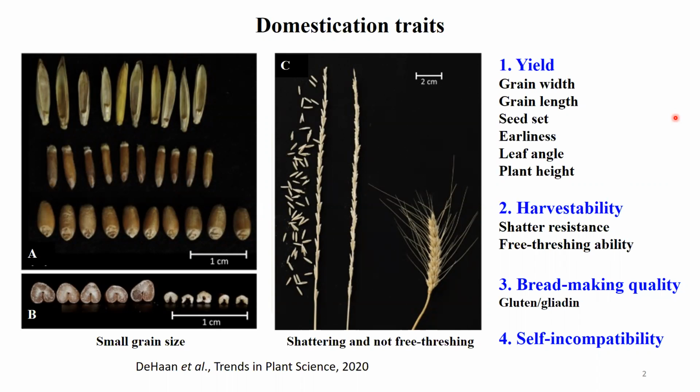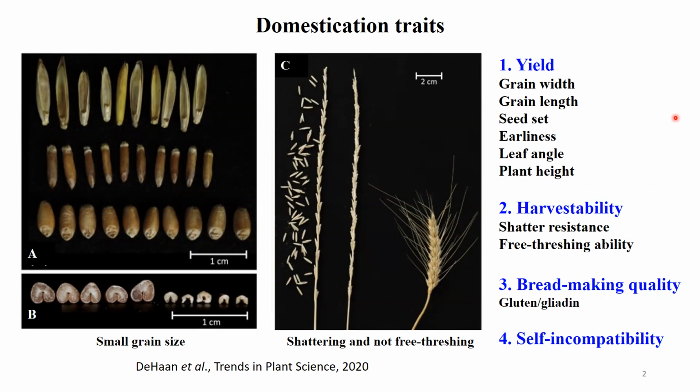The second interesting trait is harvestability. We plan to reduce seed shattering and increase free threshing ability of wheatgrass. The third trait is bread making quality. We plan to reduce the content of gliadins, but to increase the content of glutenins in wheatgrass grain.